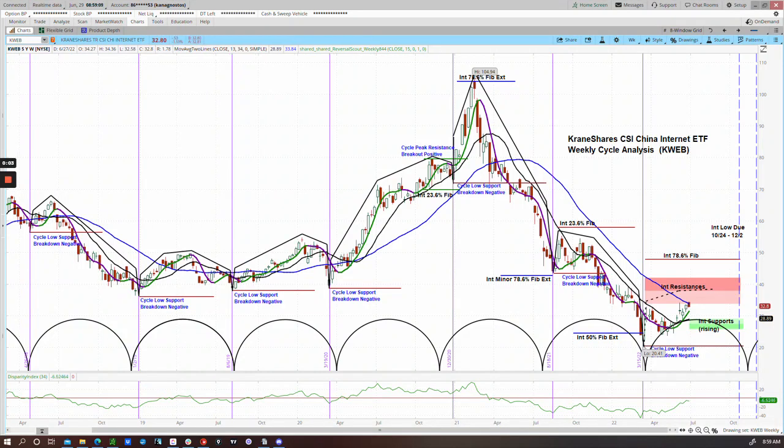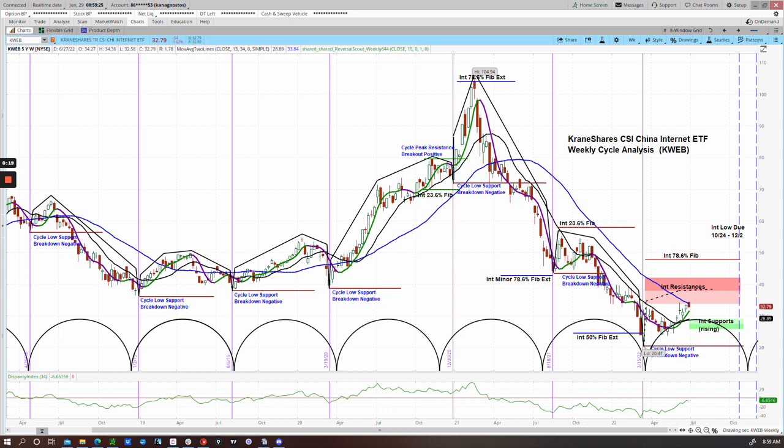Today we're going to look at chart analysis for the KraneShares China Internet ETF, ticker symbol KWEB. This analysis was requested earlier this week by one of our Level 4 Plus members, and that is one of the perks of that membership level.